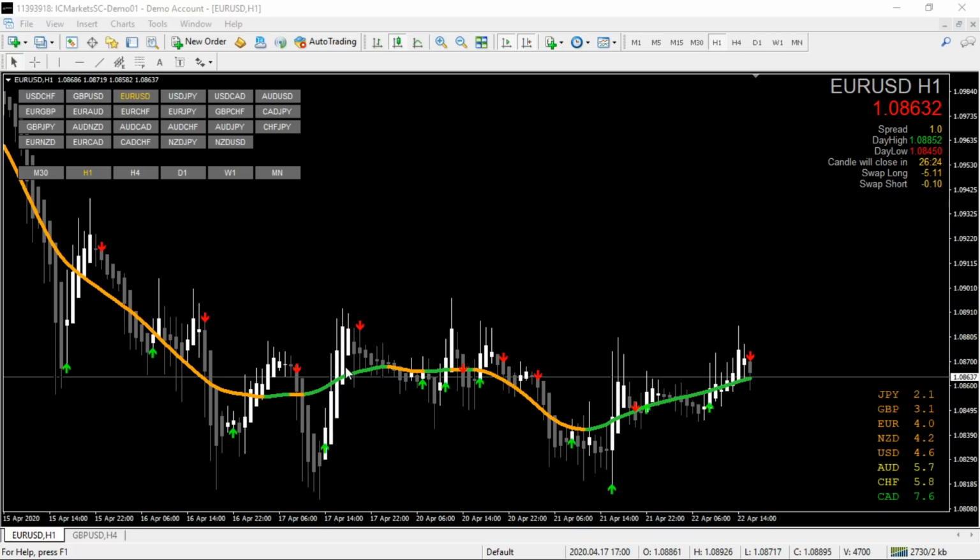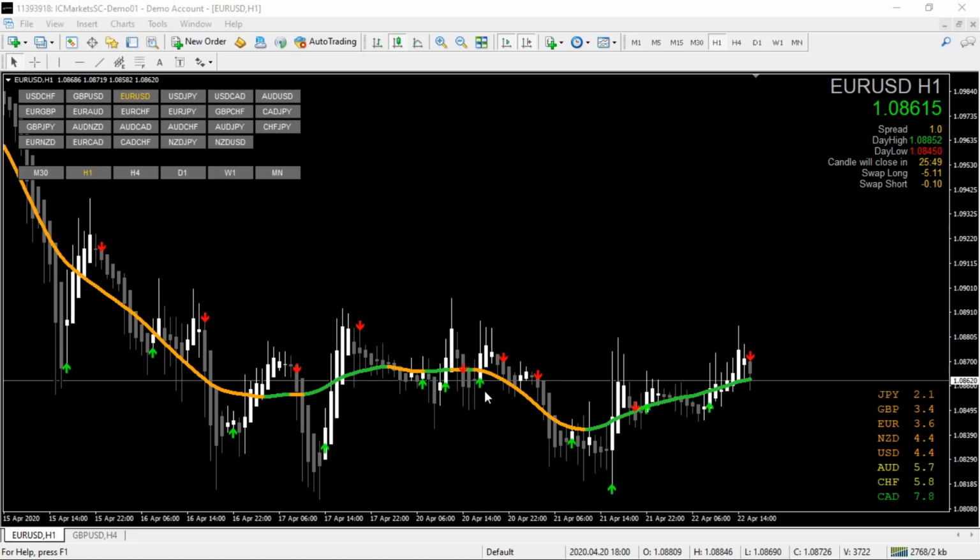So for example, here you can see we have a green arrow on the chart, and the candle color is also white, but the trend line is orange. So that doesn't meet the three rules that we have set. Ideally the trend line color should have been green. So in this case, this is not a valid signal and we do not take that trade. Simple as that.